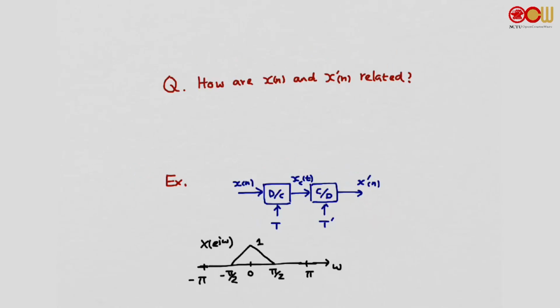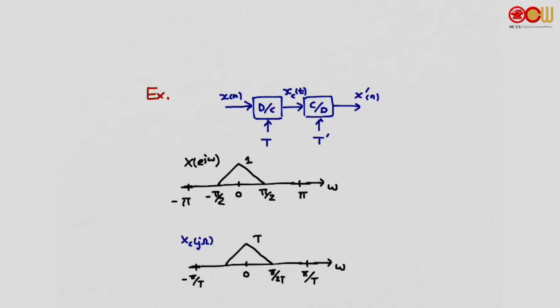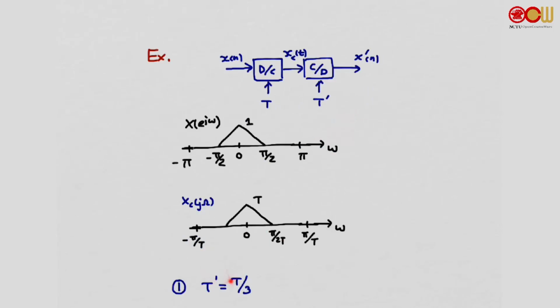Suppose this is X(e^jω). It's been limited to π/2. When we go back to continuous time, then we know this is how Xc would look. If it's been limited to π/2, then it's been limited to π/(2T). And if the height here is 1, the height here would be T. As an example, suppose T' is T/3. In this case, what would X'(e^jω) look like?